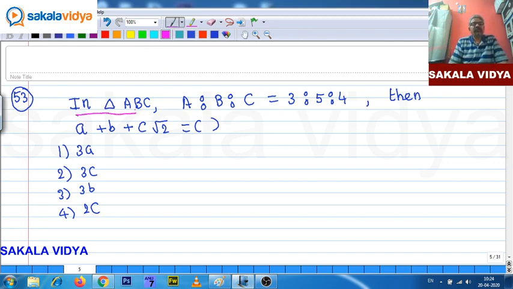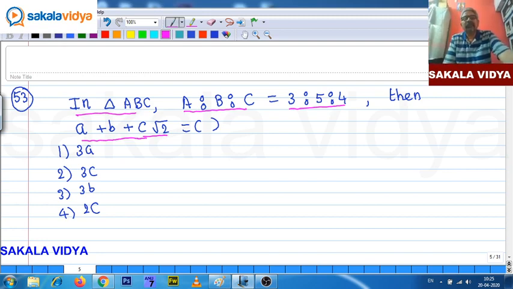In triangle ABC, A is to B is to C is equal to 3 is to 5 is to 4. Then A plus B plus C root 2 equals to how much? So first we need to find out the angles of the triangle. As the ratio among the angles of the triangle is given, we need to find out first of all the angles.